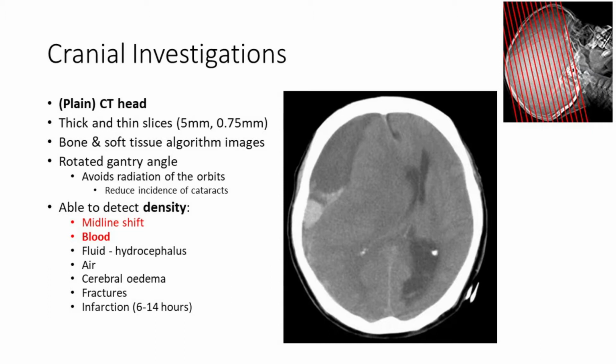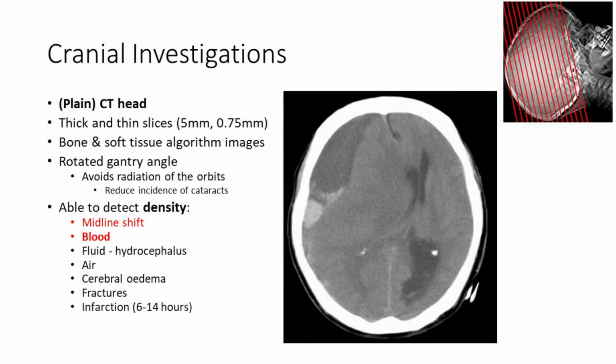So CT heads, and particularly plain CT heads, they generally come with thick and thin slices, so the thicks are generally about 5mm versus something that's submillimetric. There's also bone and soft tissue algorithm images and image sets that are in one single CT head. Don't forget that the CT angle of the gantry is rotated, and that's to avoid the radiation to the orbits, to avoid cataracts. And so that gives you a slightly different perspective to MRI.